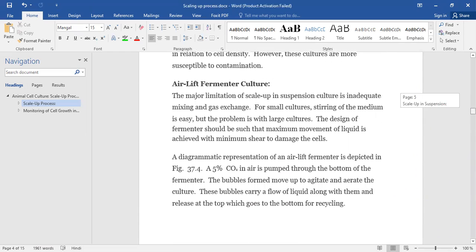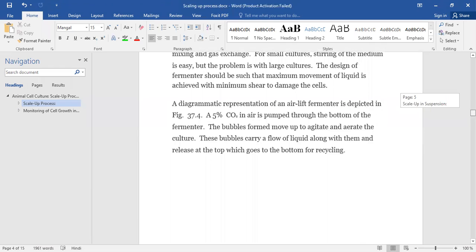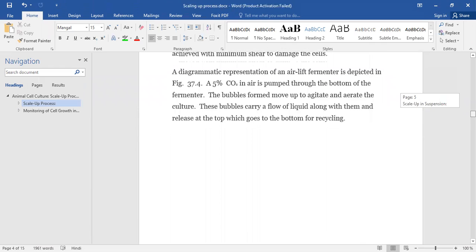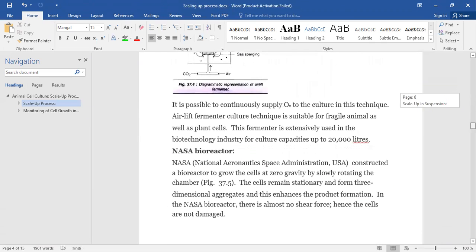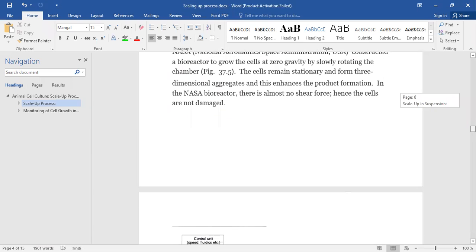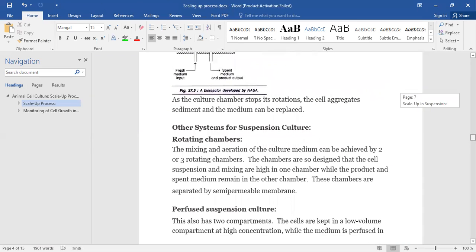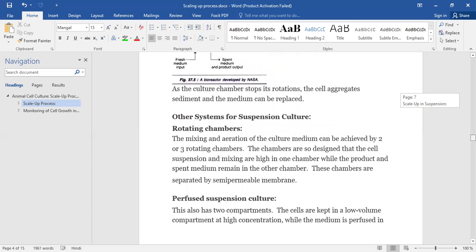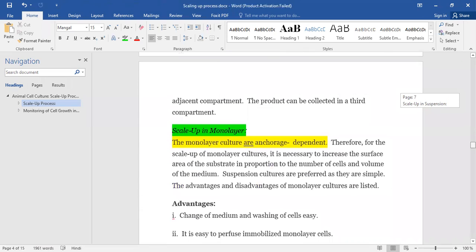There are also some airlift fermenters which are used for the supply of air to the cells and the removal of carbon dioxide, so that the carbon dioxide cannot be deposited. NASA bioreactors are also added to the bioreactors, which were specially designed by NASA. Some other systems can also be used, such as rotating chambers and perfused suspension cultures.